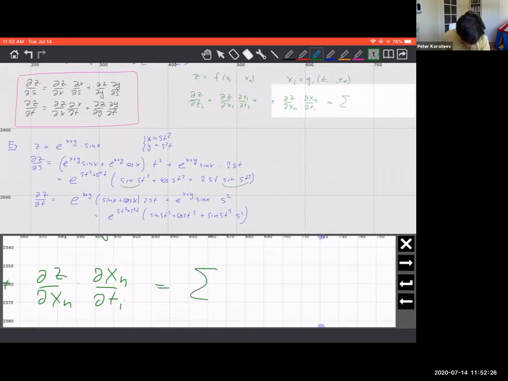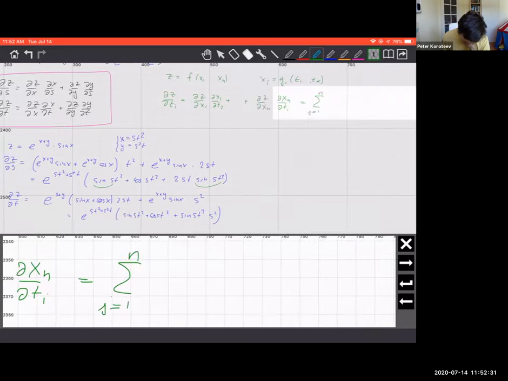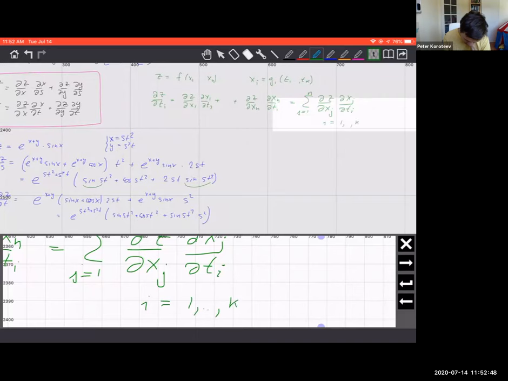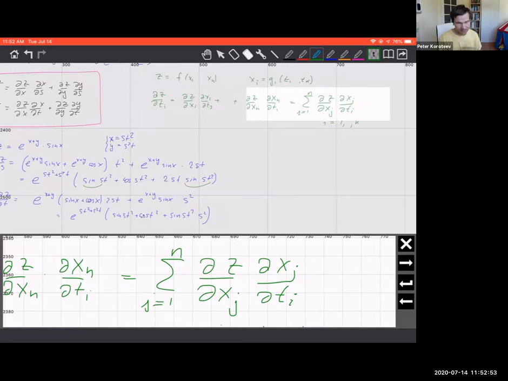So j goes from 1 to n, partial derivative dz over dxj, dxj over dti, right? So i varies from 1 to k. So the values of k and n are independent, right? You can have a bunch of parameters. And then there will be as many terms in the sum as the number of variables, but there'll be as many equations as the number of parameters. So if you want, you can put them into a big rectangular matrix of k by n.